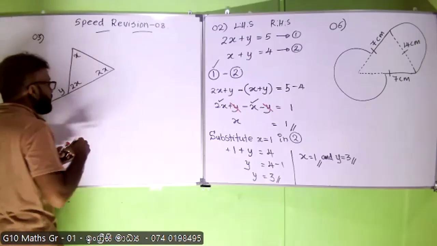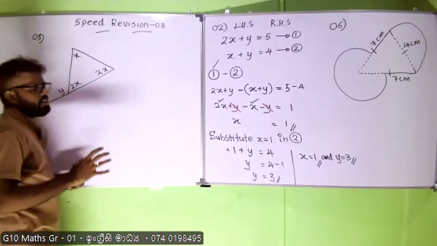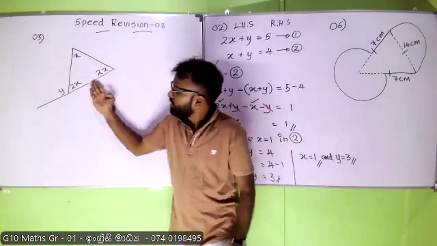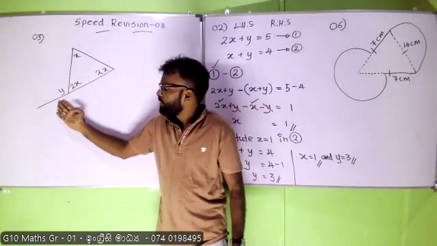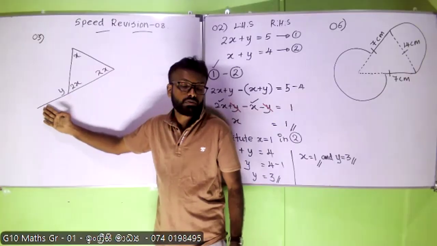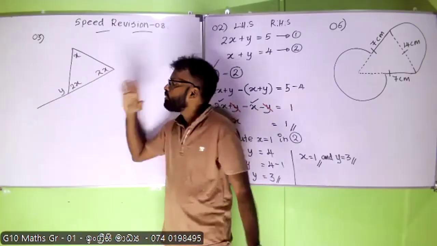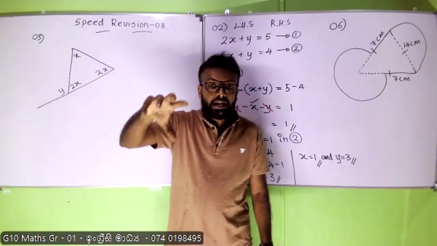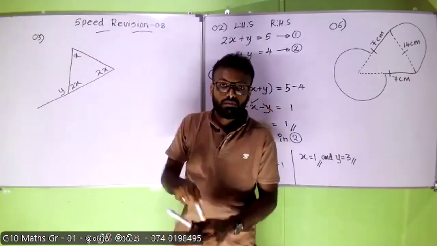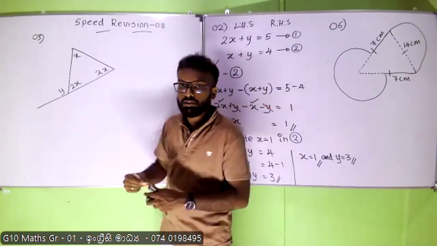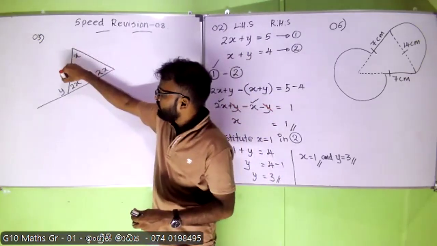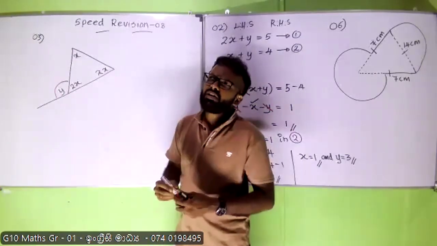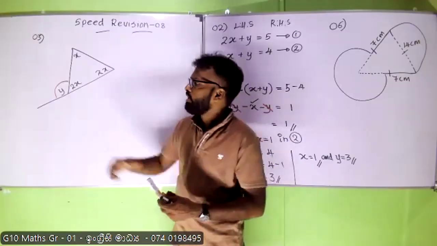By looking at this triangle, you can identify there is a triangle, right? And the side has been produced. One side has been produced, so that an exterior angle is formed, right? By producing this side, this exterior angle has been formed, right? What is the theorem that is related to this one?